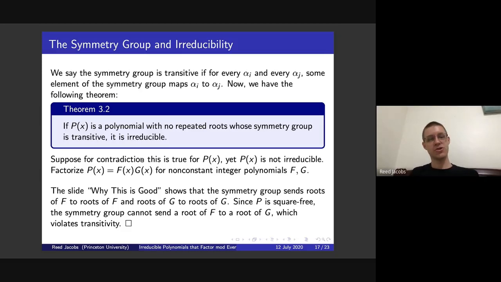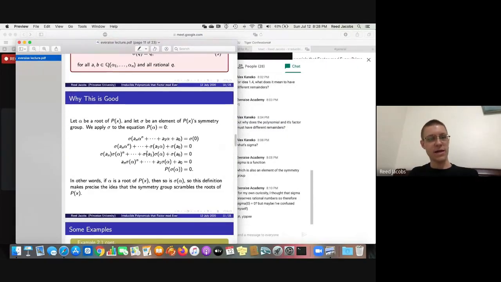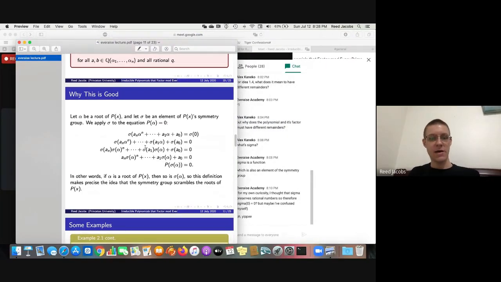So suppose for contradiction that the theorem is false. So the symmetry group of p of x is transitive, but p of x does factor as p of x equals f of x g of x, where f and g are non-constant integer polynomials. Now recall from the calculation on this slide, the same sort of idea where we apply sigma to the whole polynomial and break it up term by term, then break it up into products.